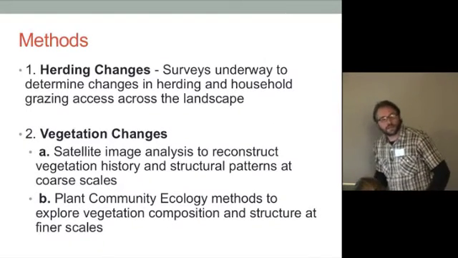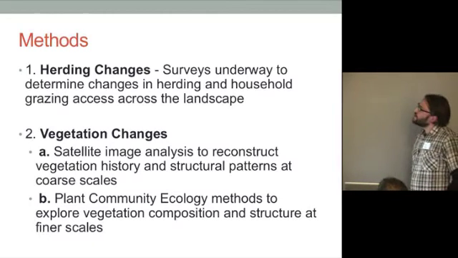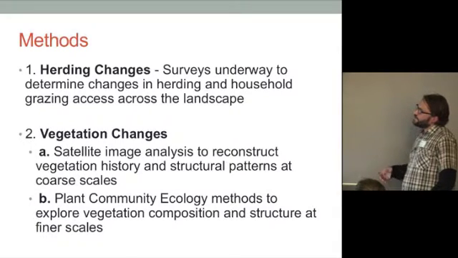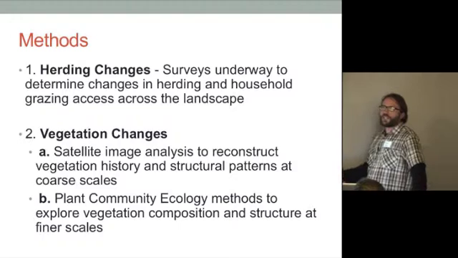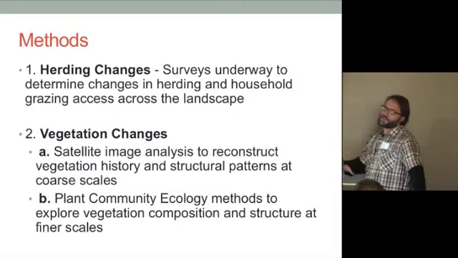And then just a brief overview of the methods that I plan to use. I'm currently looking at changes in herding ranges using surveys. And I'm also using satellite analysis of vegetation changes over the last 30 years and planning to move on to more detailed plant community ecology methods, where I'm looking at changes in plant composition as well as structural changes.